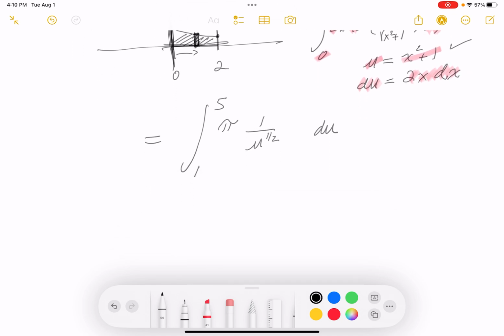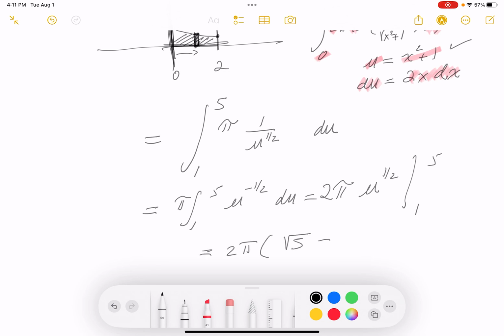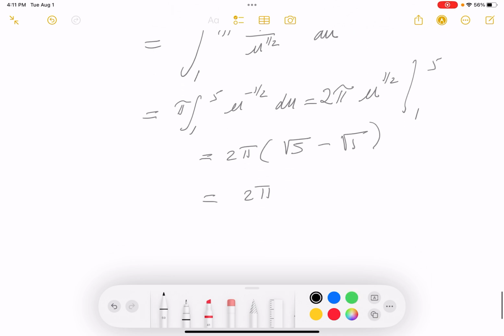All right? This integration has now become much easier for me to deal with. Let me continue to write it again. So 1 to 5. I'm going to pull the pi out. That's going to be u to the minus 1/2 du. What I'm going to do now is integrate u: add 1 to the exponent, 1/2. You're going to divide by 1/2, or multiply by its reciprocal, which is 2. Evaluate from 1 to 5. What do you get? 2 pi times root 5 minus root 1. Well, that looks pretty easy. What do you get? 2 pi times root 5 minus 1. If you want, you can expand that. It really doesn't add much to the problem.